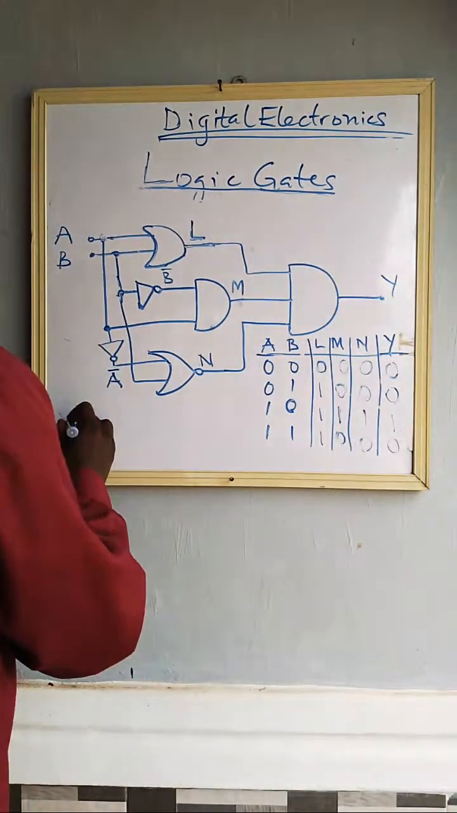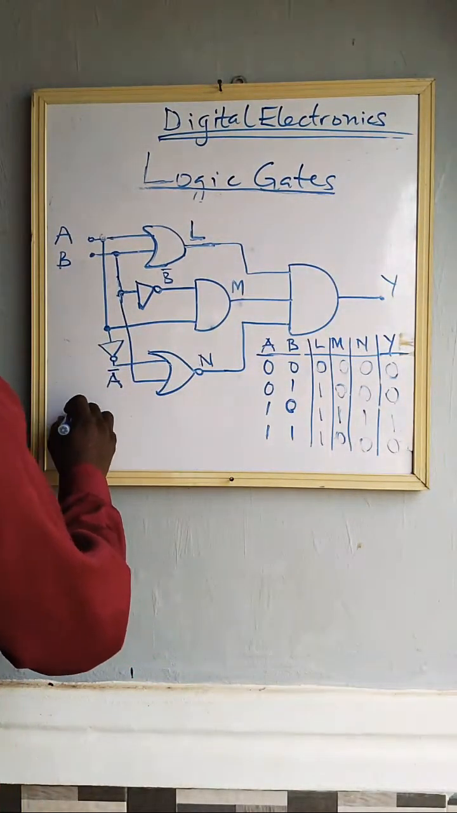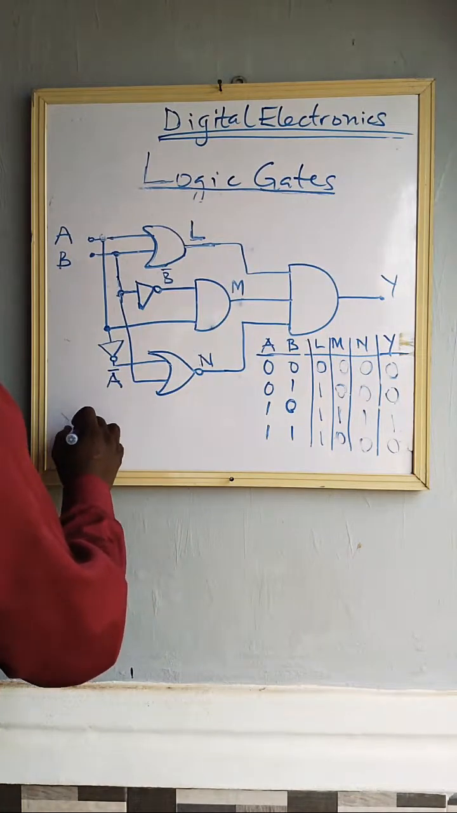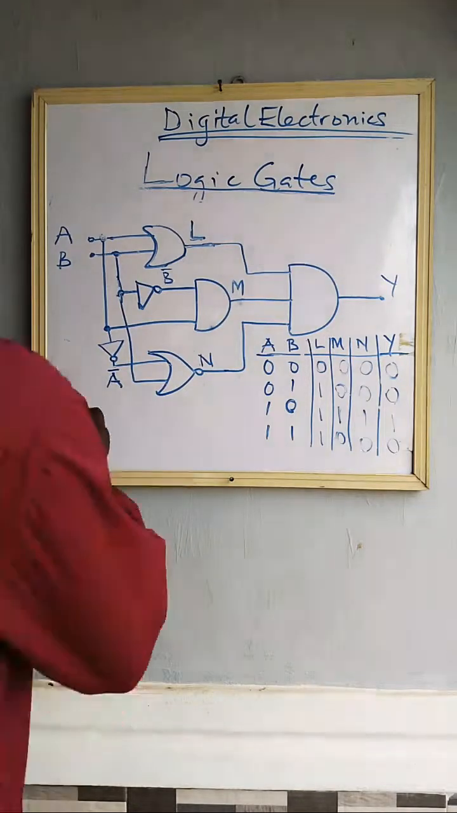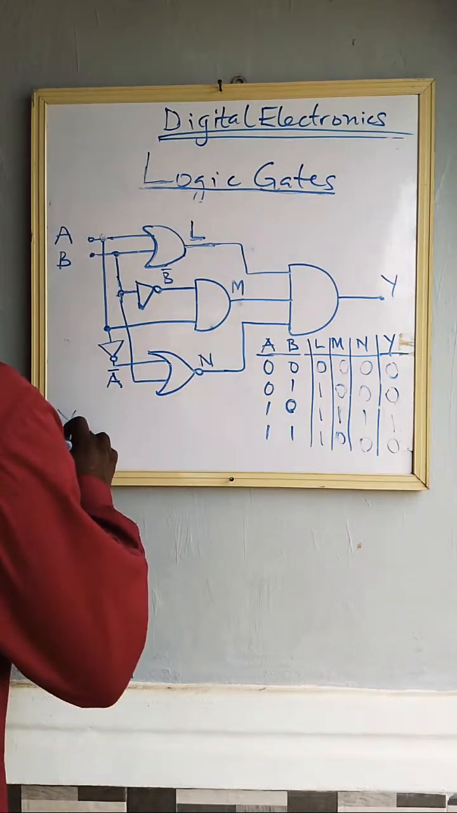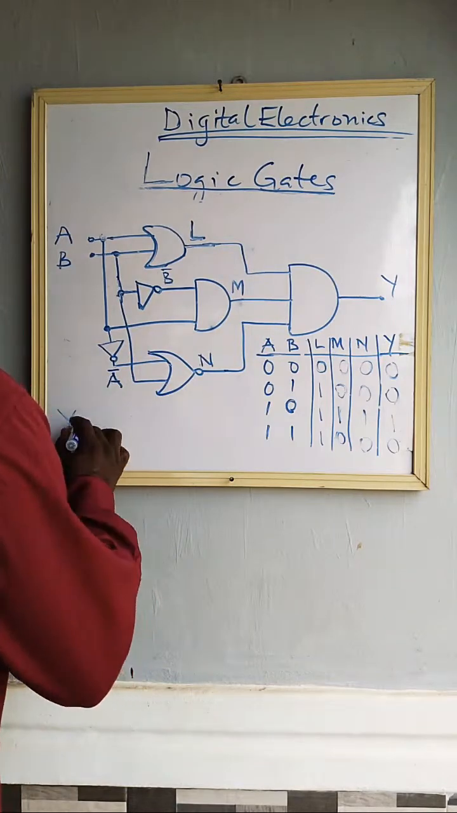So let's look at the Boolean expression for this combinational circuit. Y equals... I'm very sorry, the only marker I have around is bad. Y equals.